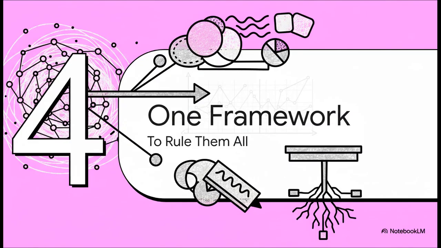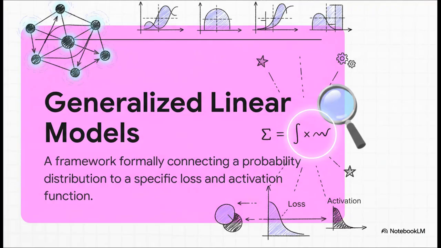Now, this connection isn't just a coincidence or a couple of neat party tricks. It's all part of a much bigger, more elegant statistical framework that ties all of these ideas together in a really beautiful way. That framework is called Generalized Linear Models, or GLMs, and it's basically the grand unified theory for all of this. GLMs provide the solid statistical bedrock that formally connects the personality of your data, its probability distribution, to the correct loss function, and even to the correct activation function for your neural network.